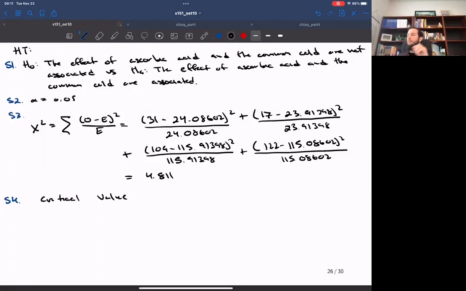Okay, so all we have left to do now is determine if the test statistic is going to warrant rejection of the null or if it is not going to warrant rejection of the null. So we can take the critical value approach or we can take the p-value approach.